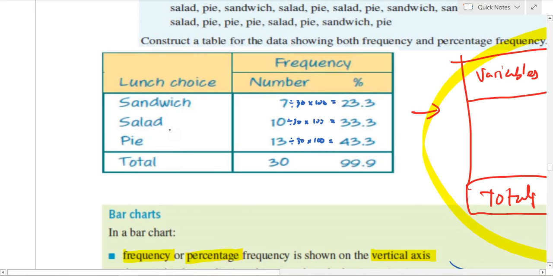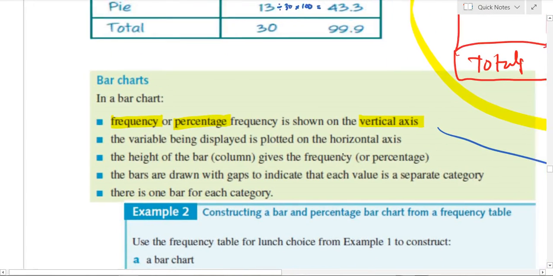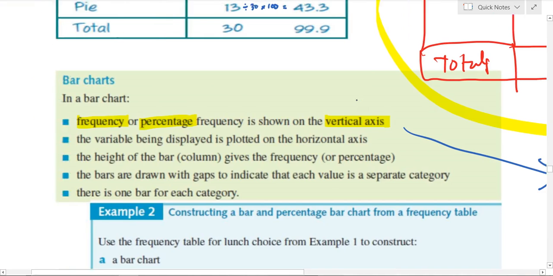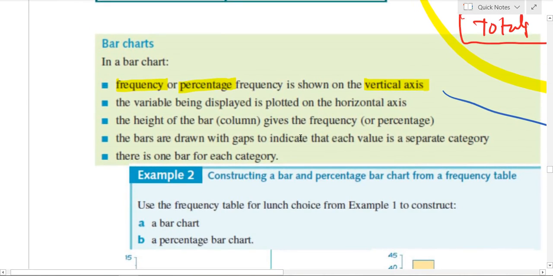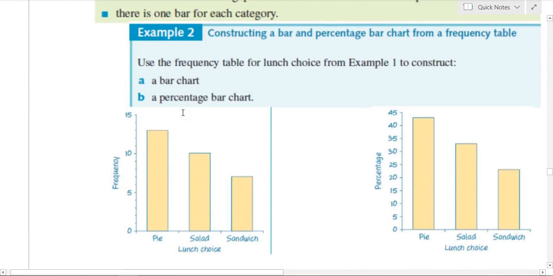So that's what goes in your x-axis. And then you've got the height, which will either give you the frequency or the percentage. So the height of the bars corresponds to what the frequency or the percentage is going to be. Keep that in mind. And the bars are separate because it's categorical. There's one bar for each category, which makes sense.